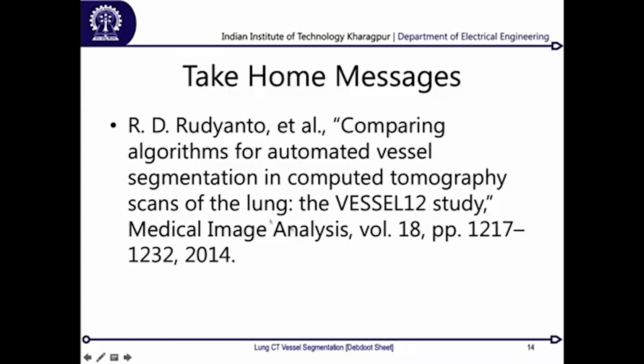With this, as we come to the end, this is the main paper which I am referring to. Just go through this one, which is the consolidated study for Vessel 2012, and this was a Medical Image Analysis publication from 2014. Now with that, I come to yet another interesting concluding note about the problems which we solve in medical image analysis, and one case scenario with computed tomography image analysis. So be tuned for the upcoming ones on MR as well.